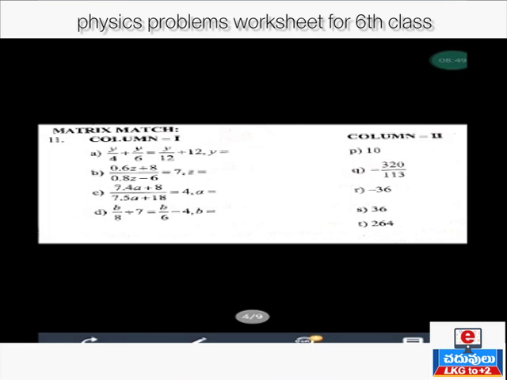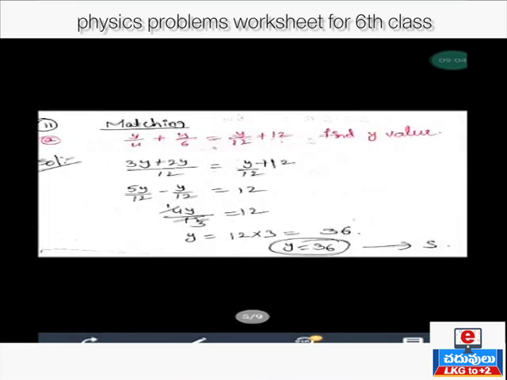Now see, next one is matrix matching. In that, they given two columns, column 1 and column 2. These also are linear equations with one variable. By using this equation, we can find that variable value. In that, see here, in 11th problem, first one, that is A, children: y/4 + y/6 = y/12 + 12. Find y value. What is the variable here?